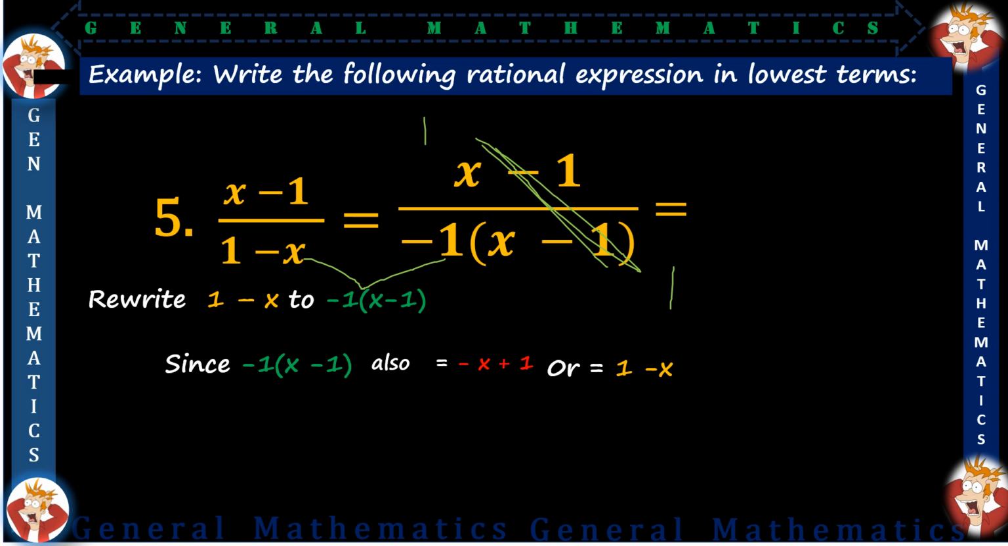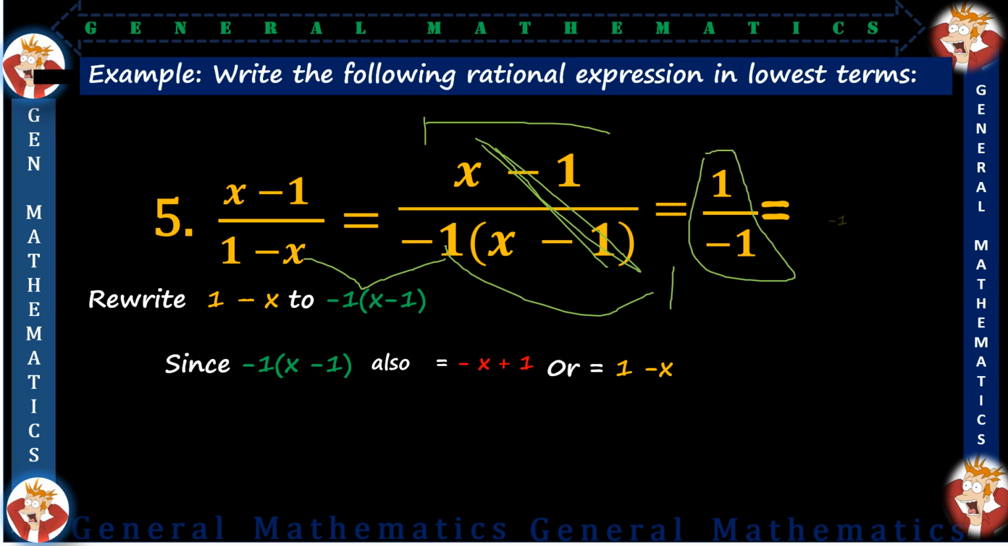And then, 1 times, we just copy since 1 na lang sa labas, then we multiply the denominator. Negative 1 times 1, that's equals to negative 1. Simplify po natin ito. 1 divided by negative 1 is also equals to negative 1. That's our final answer.